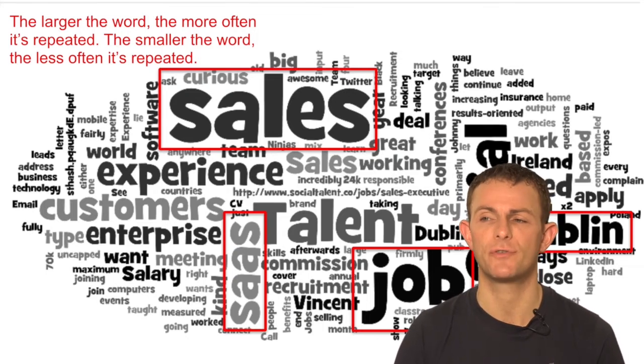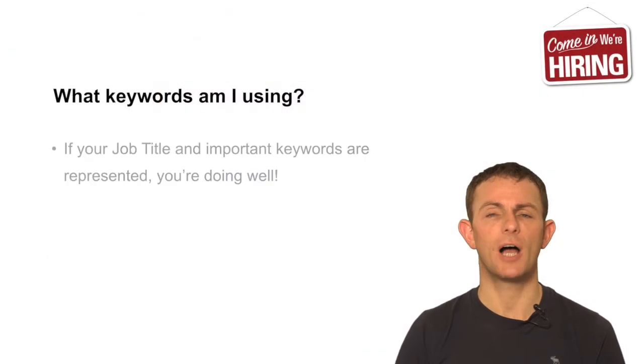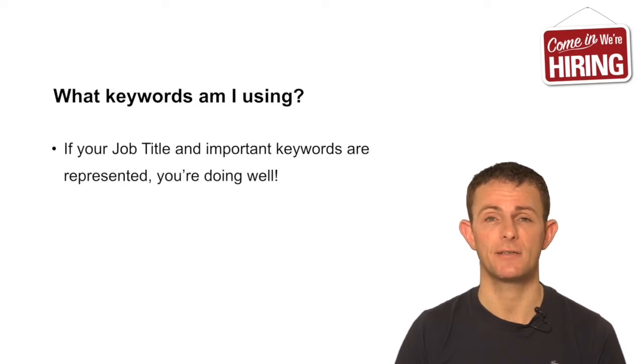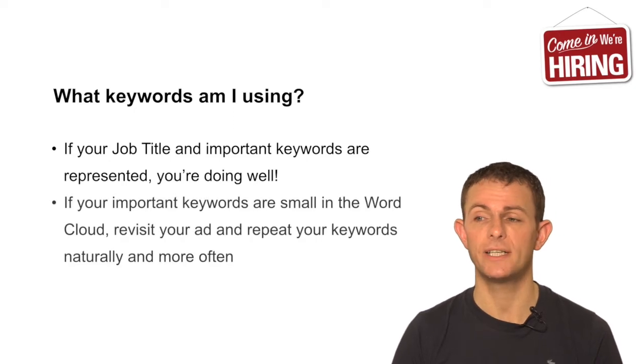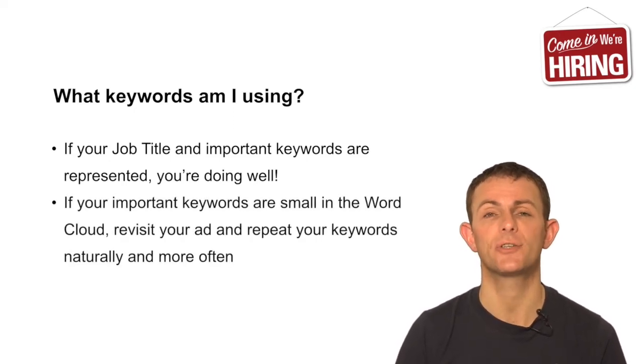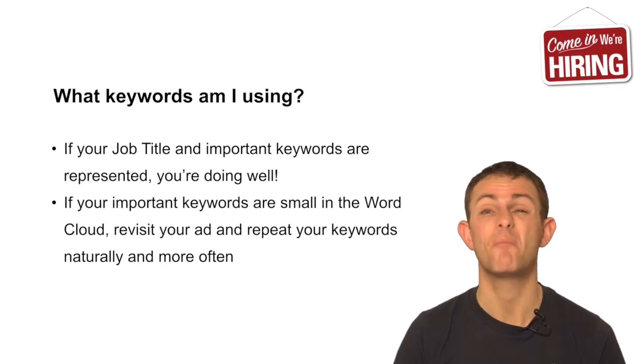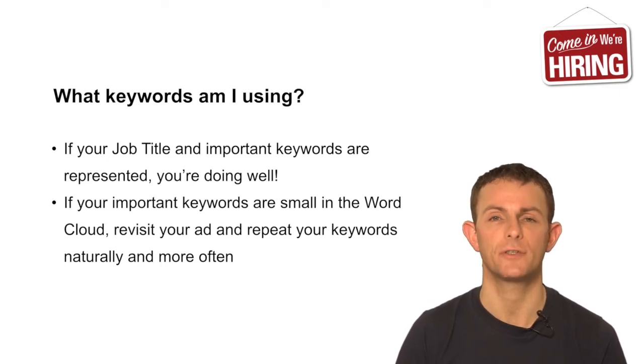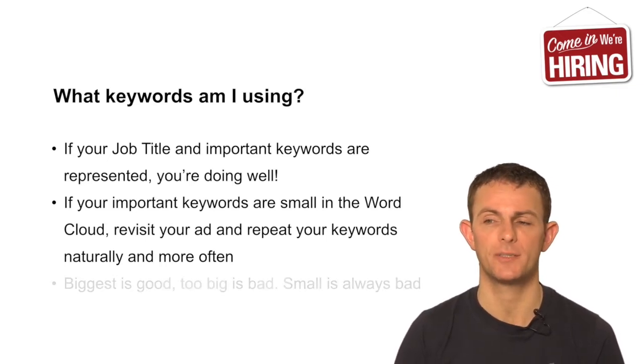So what are the general rules of thumb here? If your job title and important keywords are represented and they're big, you're doing well. If you can't see them at all, there's a big problem. If the important keywords are small in the word cloud, revisit your job ad and repeat your keywords in a natural way more often. Write them more often. Rephrase the job title as much as possible.